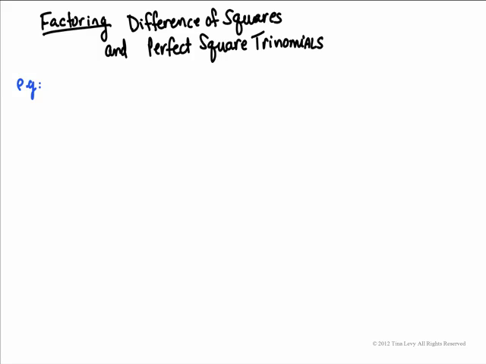We're now going to do special cases of factoring. One is difference of squares, and the other is what's called perfect square trinomials. We're going to do difference of squares first. Difference of squares, if I were going to do a grid, it would look like this. It's the difference between two expressions that have been squared.